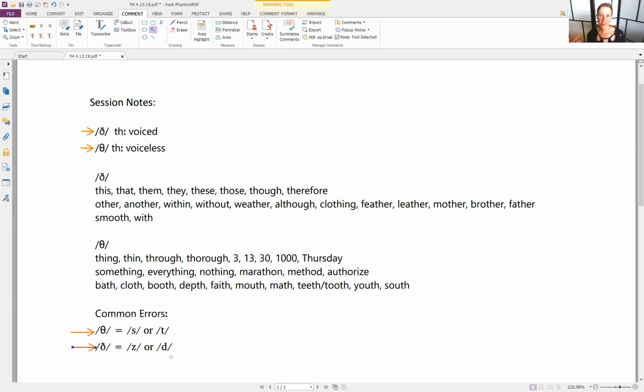Something, everything, nothing. Not nessing or netting, nothing. Bath, depth, math, south. Again, make it long, over-exaggerate it. So I want you to follow a very similar pattern here. Get the sound by itself. Throw it into some words and be a critical listener. Look, listen, feel what that is like.